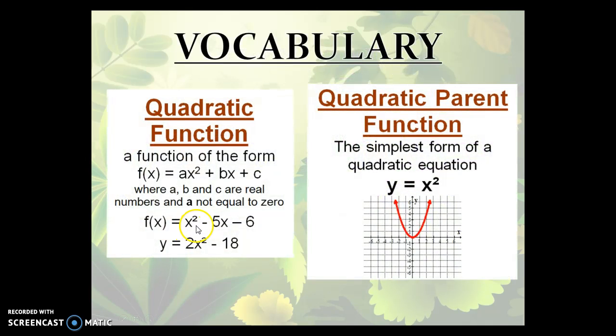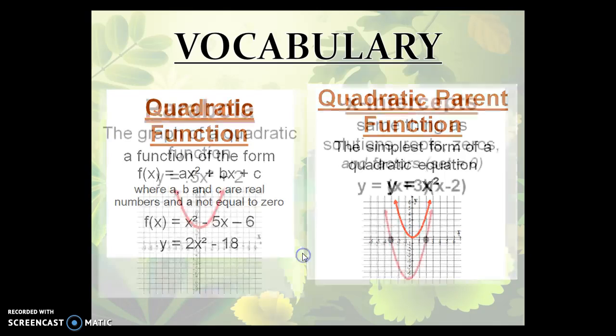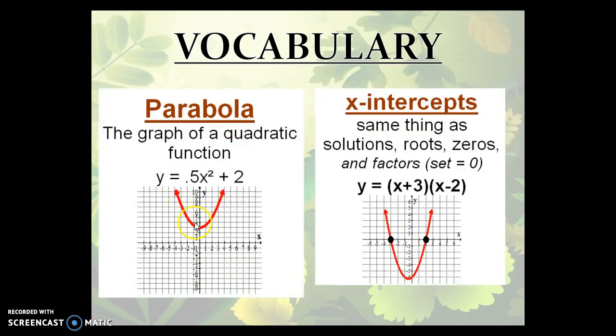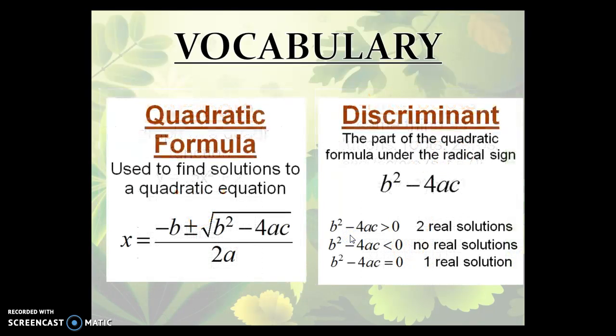Quadratic function, remember, is anything with an x squared. That makes it a quadratic. The quadratic parent function is y equals x squared, so it's right in the center. Parabola is the shape of a quadratic function. The x-intercept is where the quadratic function crosses through the x-axis, also called solutions, roots, and zeros. Those are all the same thing.